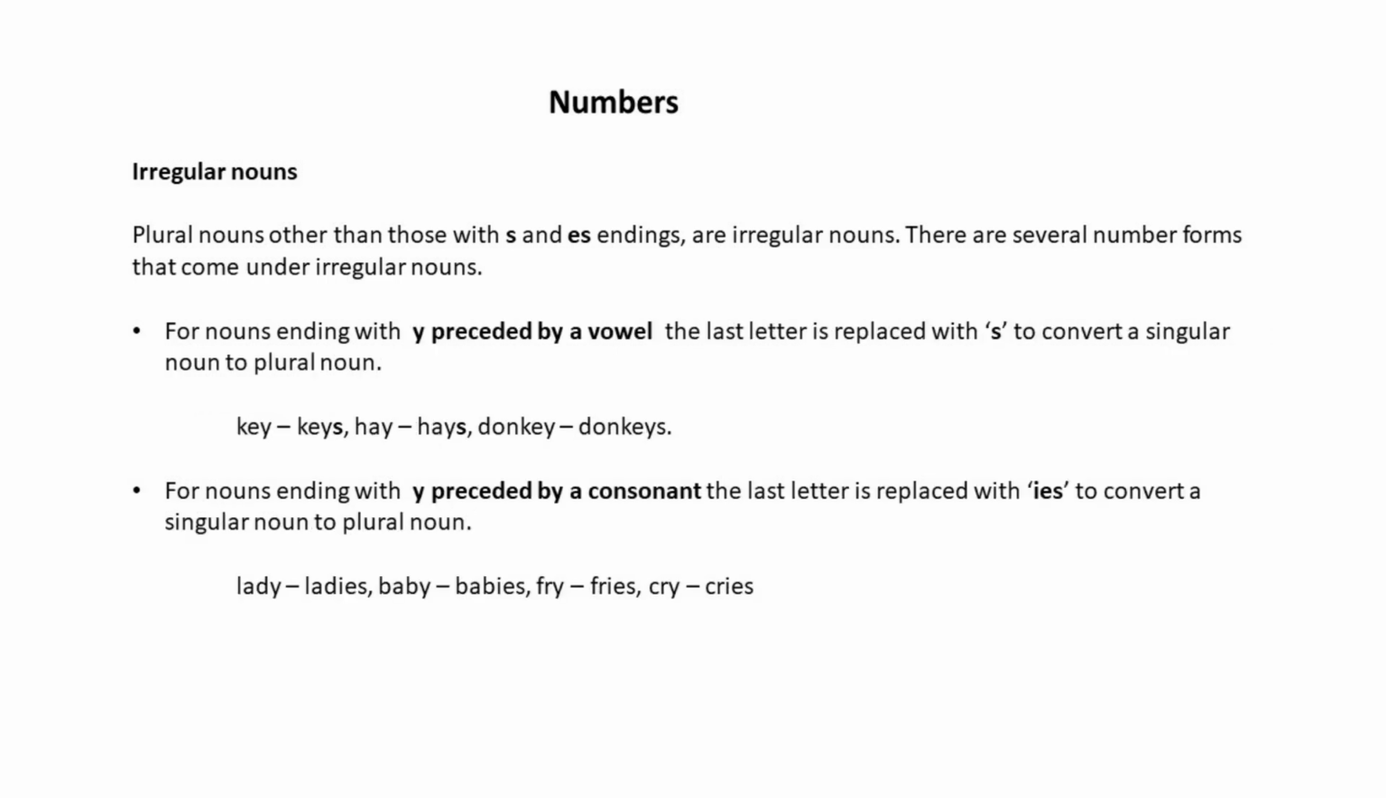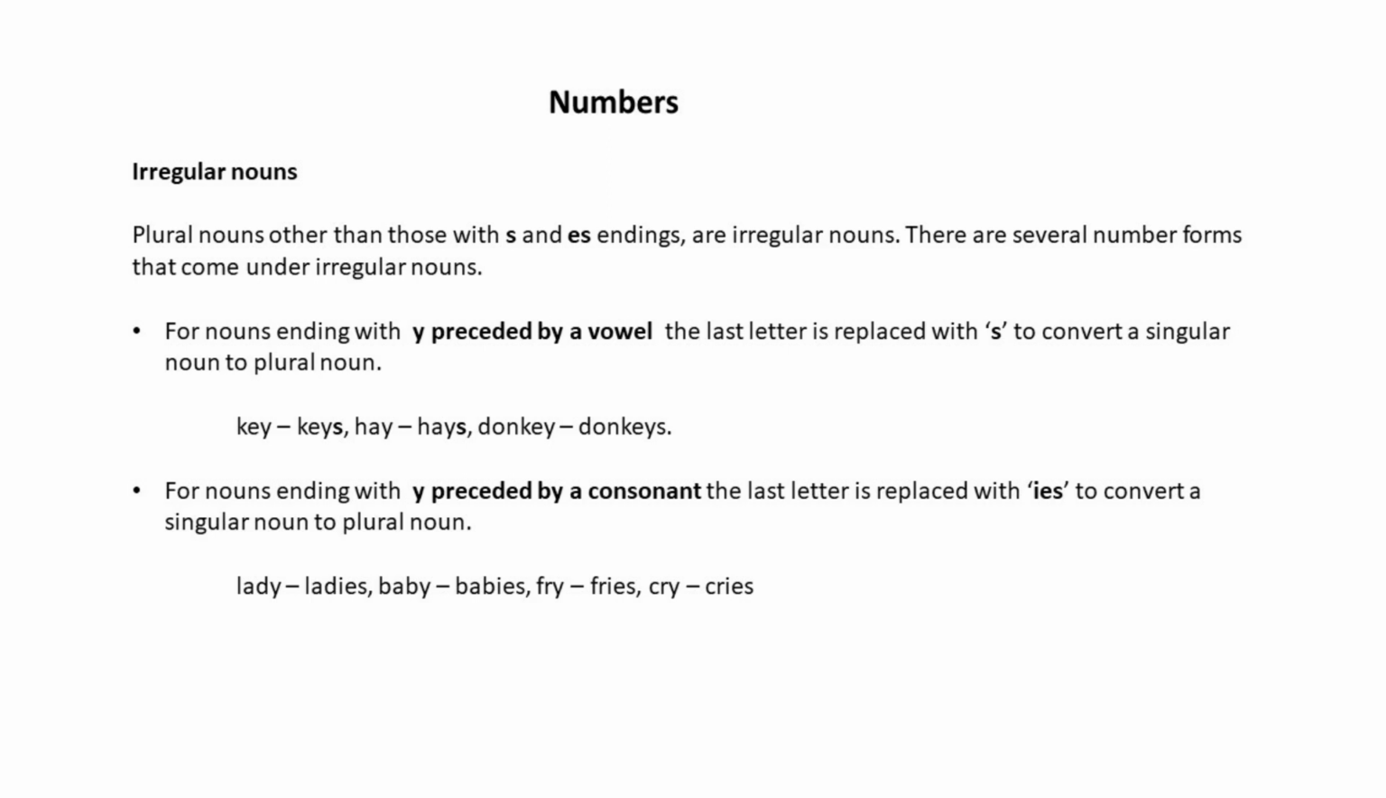The next one is for nouns ending with Y preceded by a vowel: the letter S is added to the end of the noun to convert it to its plural form. Let me explain this with an example. If I say the word key, the word ends with the letter Y, and the letter that precedes Y is E. E is a vowel. So in this case, you add the letter S at the end to make it into its plural form. So the plural form of the word key is keys.